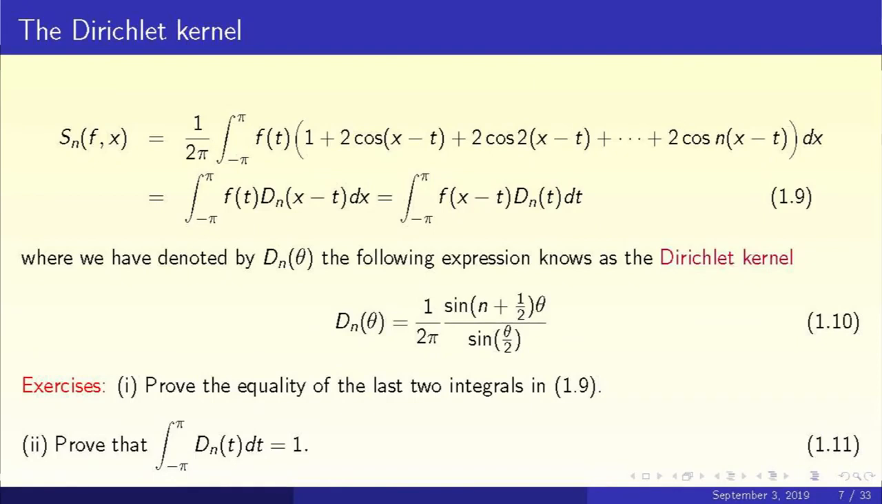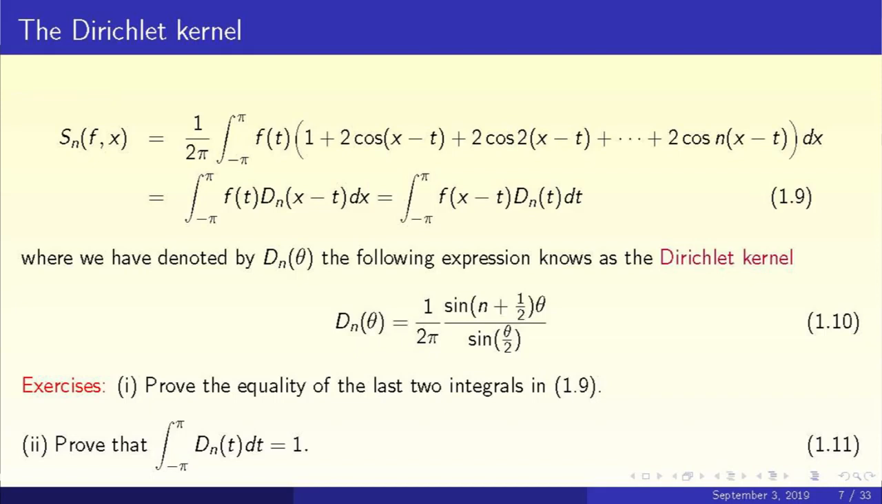Okay. So here is a little exercise. Prove that the last two displayed integrals in 1.9 are equal. That's an easy exercise. And the second exercise is prove that the integral of dn t dt is 1. How do we prove 1.11? What is the formula for dn t? Dn t is 1 plus 2 cos t plus 2 cos 2t plus dot dot dot plus 2 cos nt. Let us integrate from minus pi to pi and you straight away get 1.11.